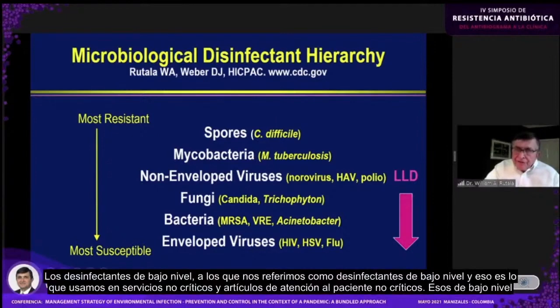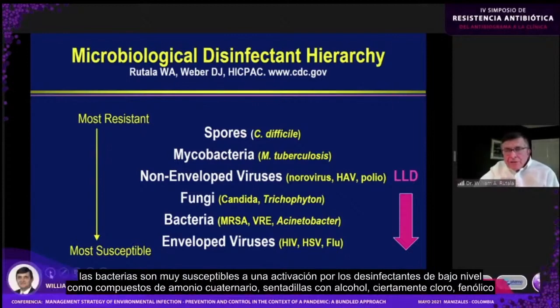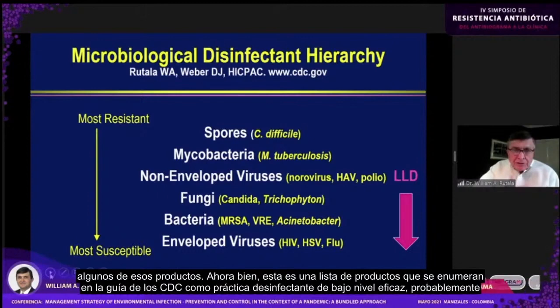The low-level disinfectants, and that's what we use on non-critical surfaces and non-critical patient care items, kill the vast majority of pathogens causing healthcare-associated infections. As we saw, most healthcare-associated infections are caused by bacteria. And of course, bacteria are very susceptible to inactivation by the low-level disinfectants like the quaternary ammonium compounds, quats with alcohol, certainly chlorine, phenolics, some of those products.